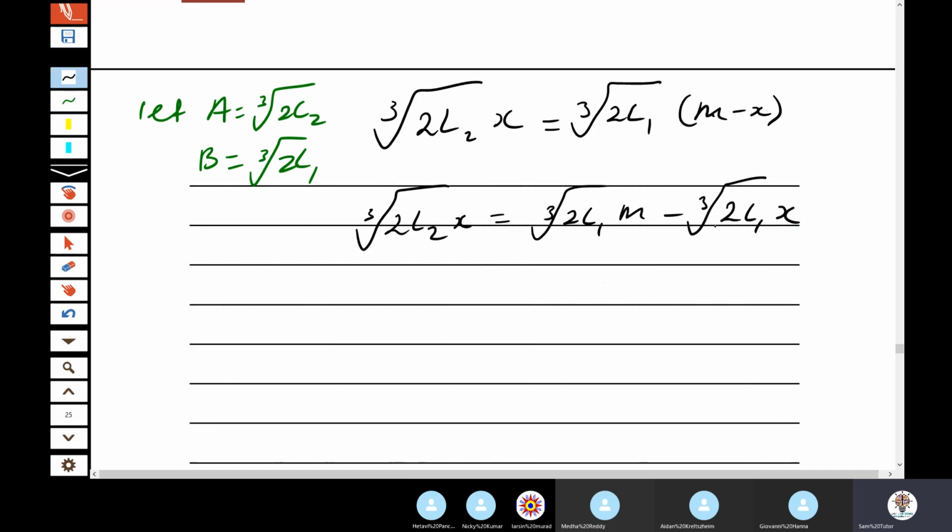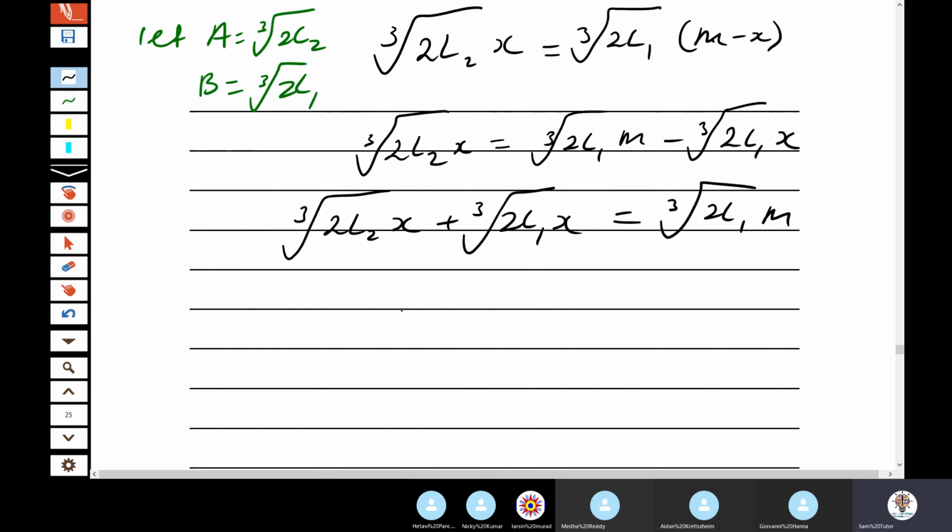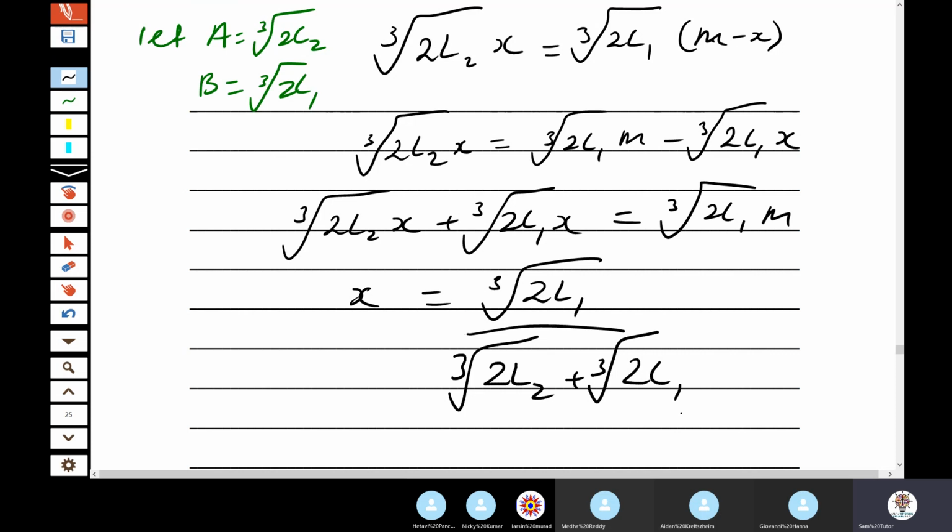I'll continue now. I brought the x over to this side. And then I said, we don't want two x's. You can't actually simplify them by adding. So then what we're going to do, we're going to factorize the x out. Once you factorize, you're going to have these two things. I think we know that. And then we're going to divide. So the answer should end up becoming this. 2L1 on the division of these. Cube root 2L2 plus cube root 2L.